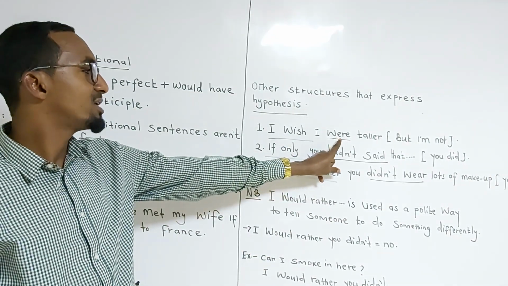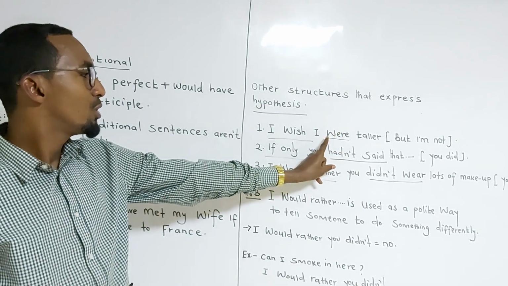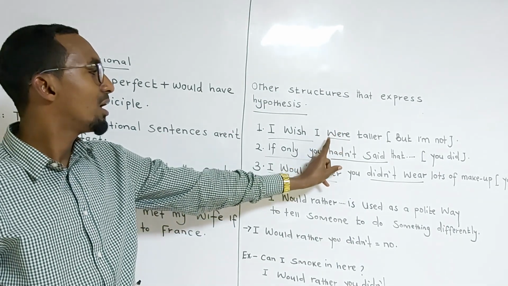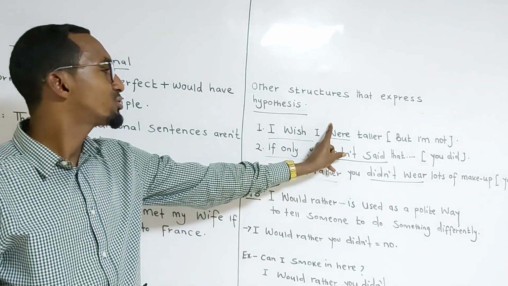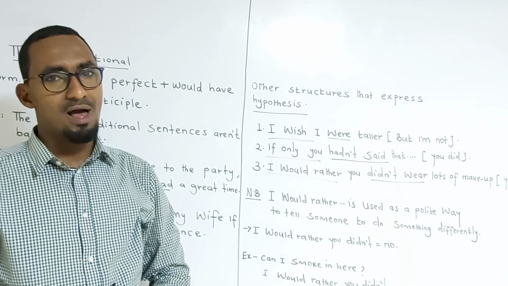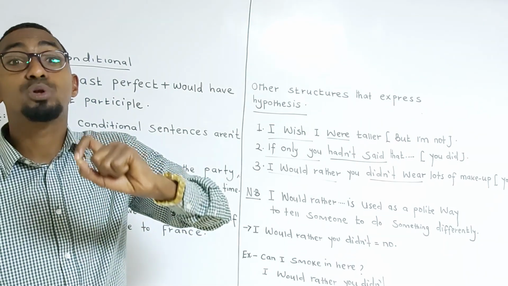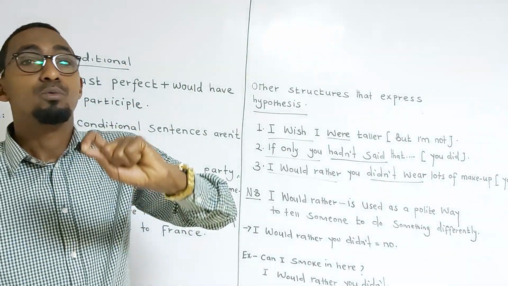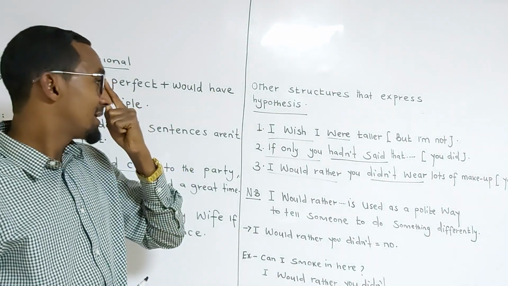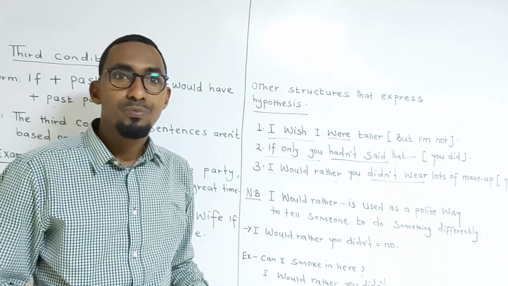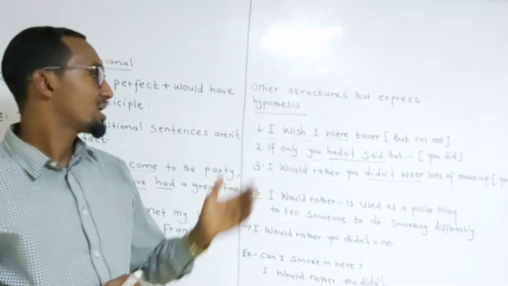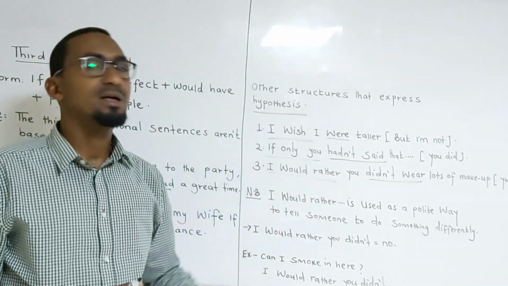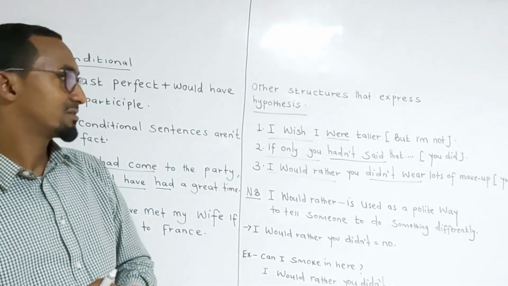Remember, some students might ask themselves, why are we using were with I? You can also say, I wish I was taller. But when we are learning the conditionals, we said that we prefer were to was. So you can say, I were, he were, they were. That is okay. There is no problem with it.